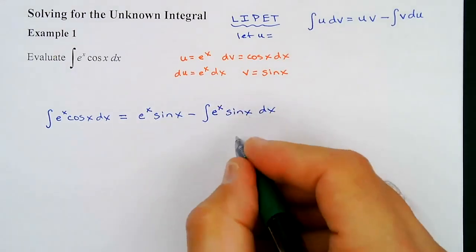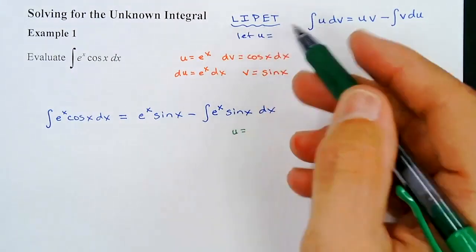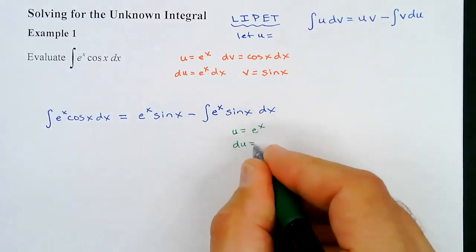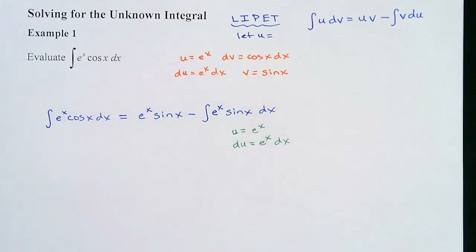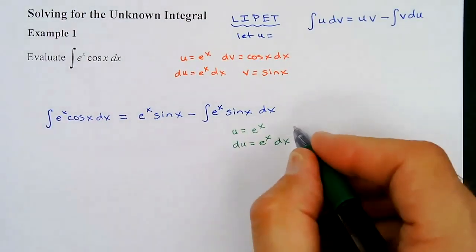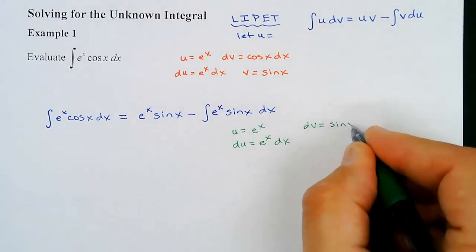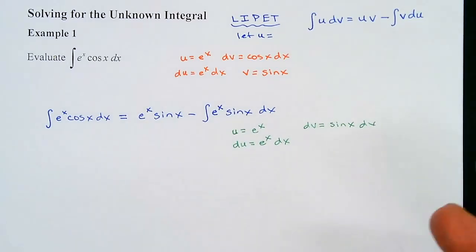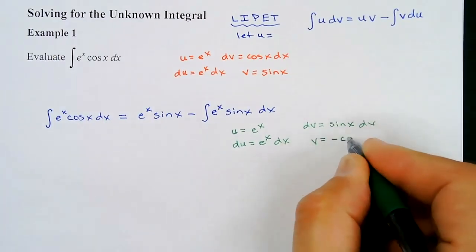But with this one, what we're going to do is let u equal, and we follow LIPET again, e to the x. And then our du would have to be e to the x dx. Something interesting is going to happen. That's why I'm going through this with you, okay? And our dv would equal sine of x dx. And so the antiderivative of sine x would actually be negative cosine x. So our v is negative cosine of x.